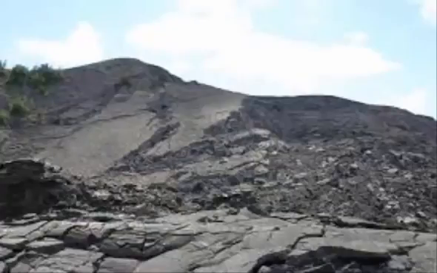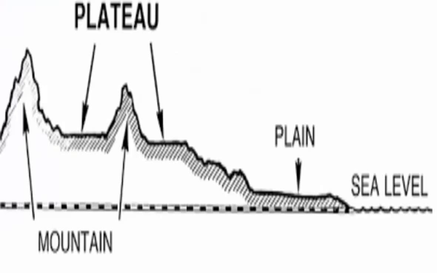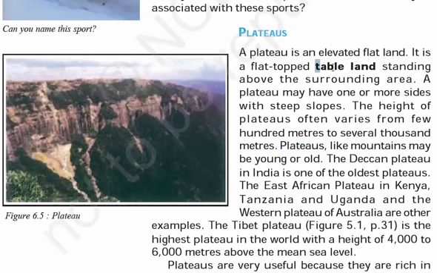That's how volcanic mountains are formed. On page 4, we'll read about plateaus. A point to remember: a plateau is an elevated flat land. It is a flat-topped tableland. So remember this, tableland. A plateau is nothing but a tableland.